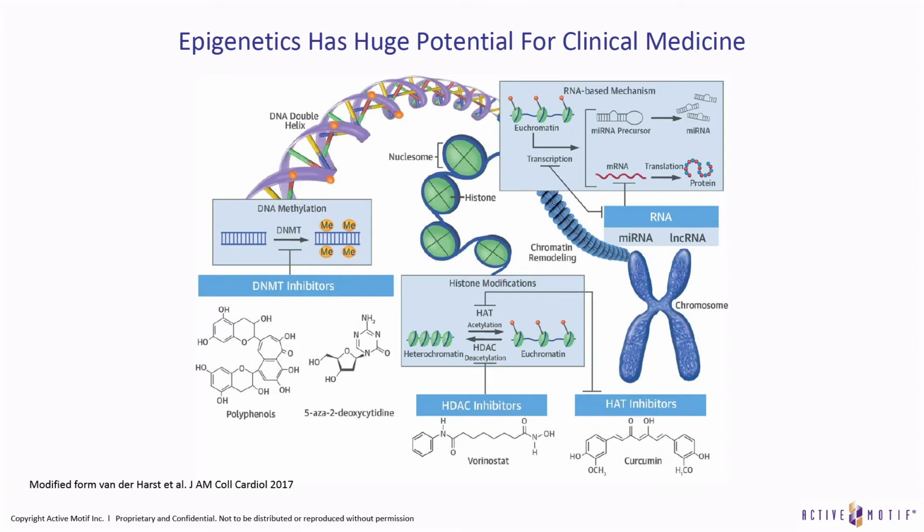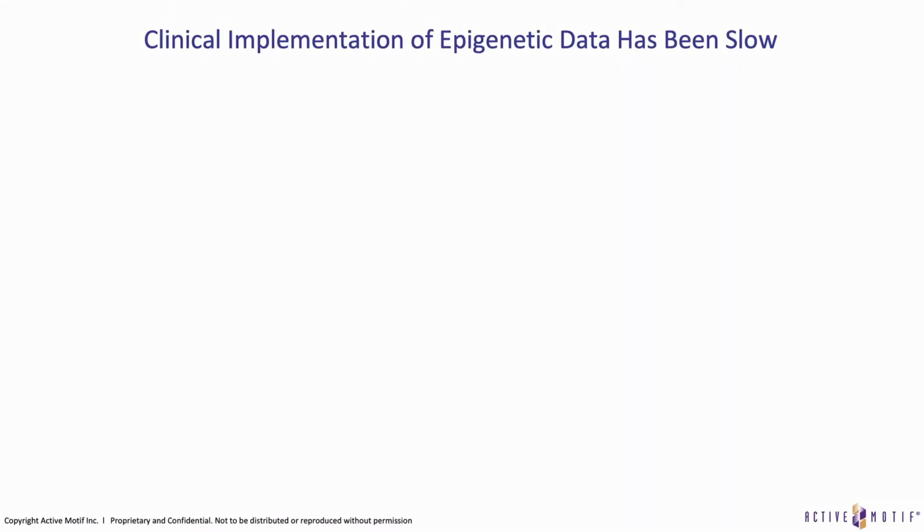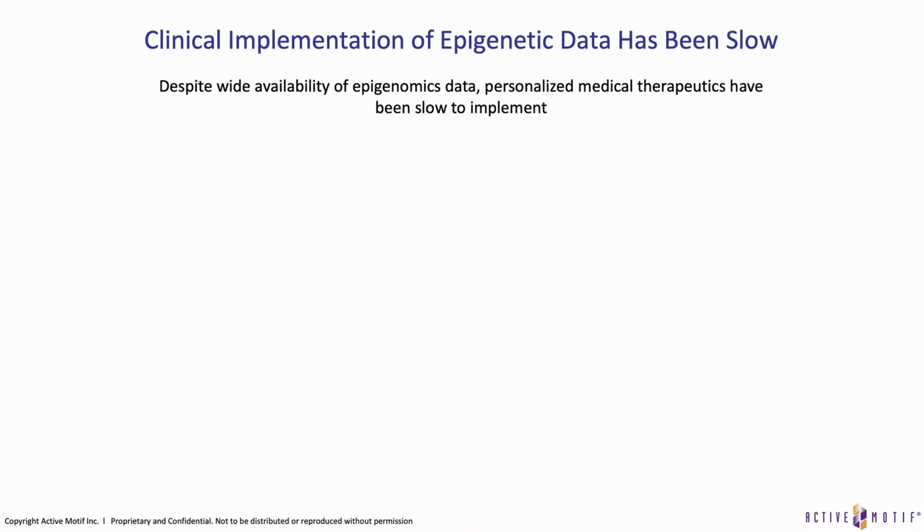However, despite all of these possibilities, clinical implementation of epigenetic data has been really slow. And I'm sure a lot of us have been on the ENCODE website and have looked at epigenetic data that gets published often in high impact journals and seen that there's a wide availability of epigenomics data, but personalized medical therapeutics have been really slow to implement in the clinics targeting epigenetic regulators. And well, why is that?